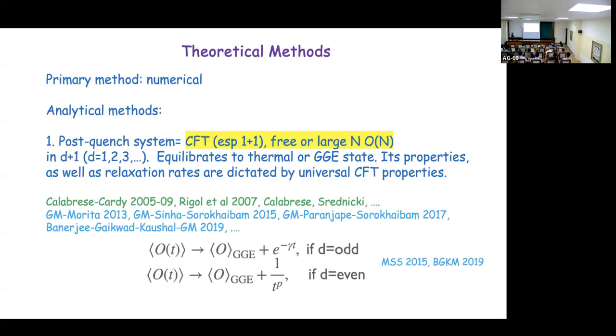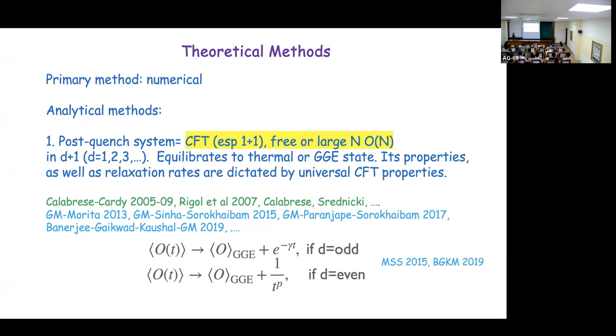So what are the theoretical methods that are available? The primary method is numerical. You do this time development numerically and see what you can get. There are analytical methods, so I'll give examples. This will not be an exhaustive review of this area. There are many different kinds of work, so I'll give some examples of which I am familiar with.